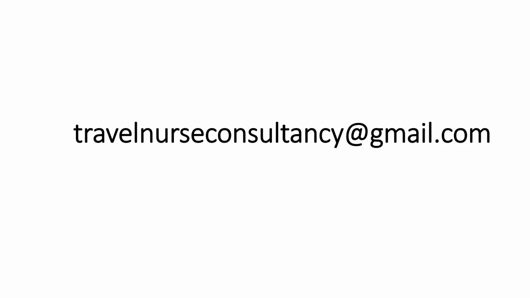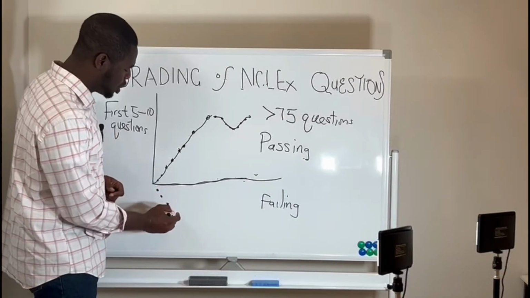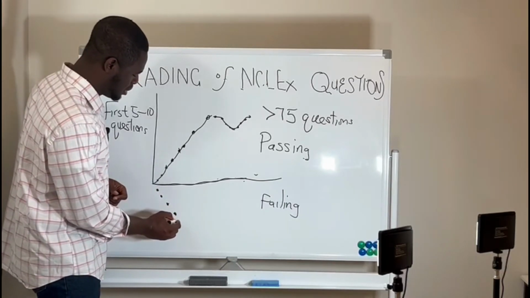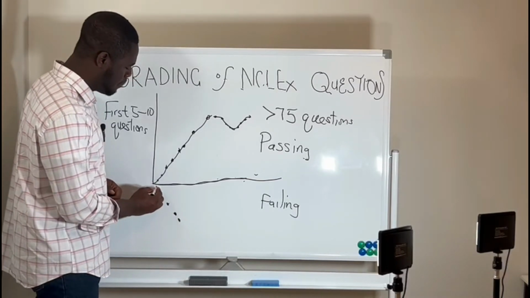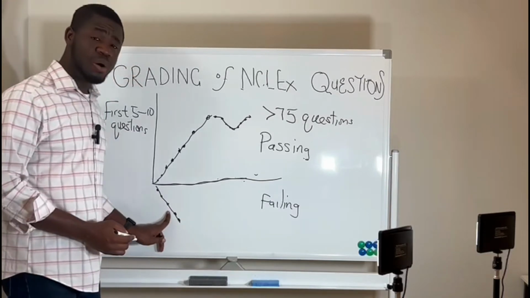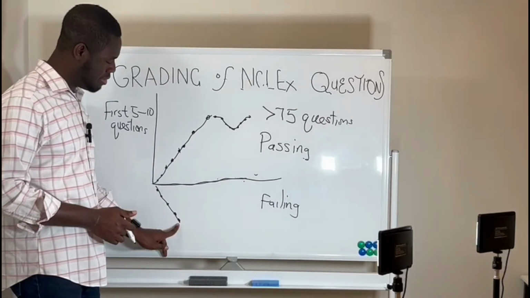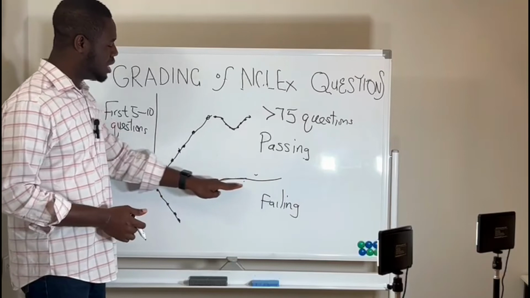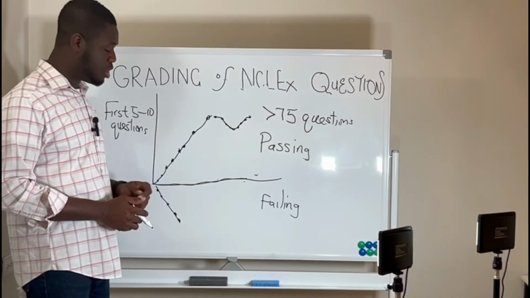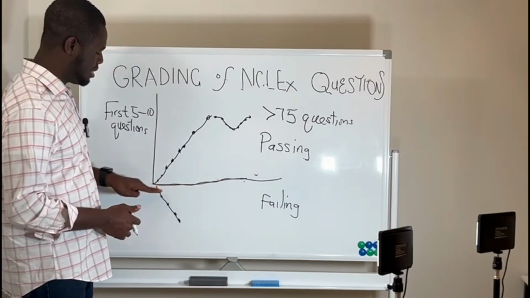But if the candidate misses the first question, the second question, the third question, the fifth question, you can see the computer records the progress as a downtrend. The person is downtrending. You can see, and it is below the line.